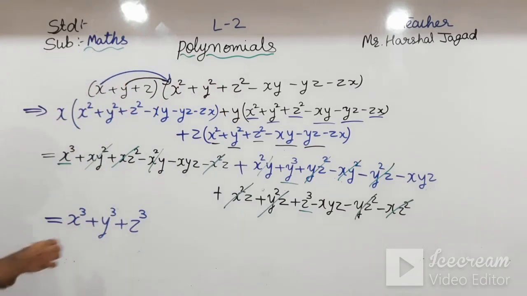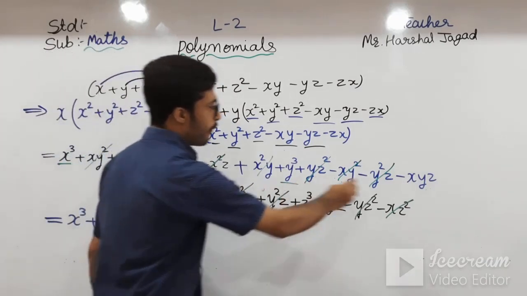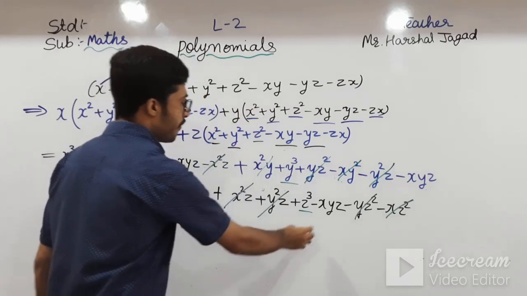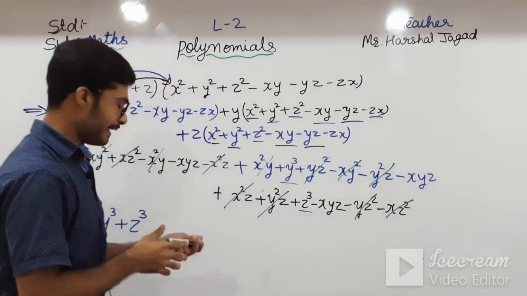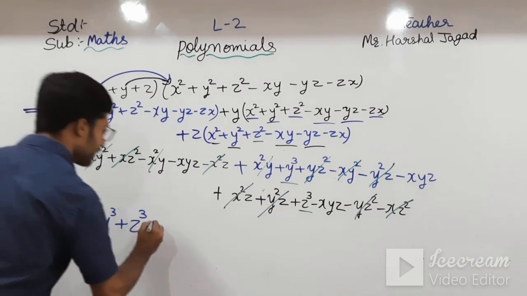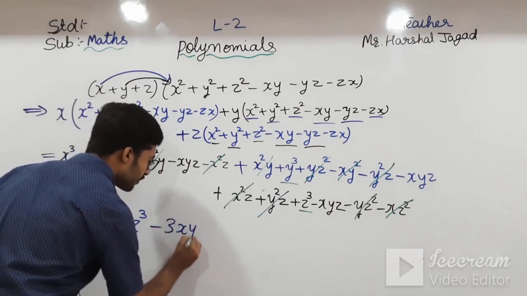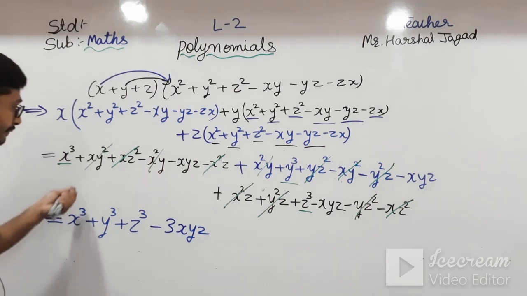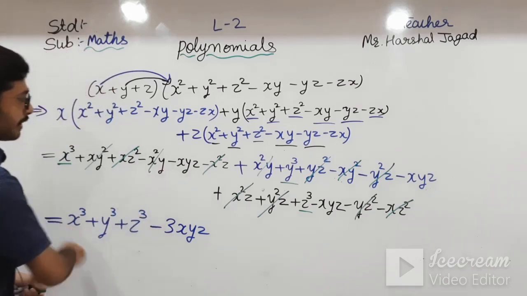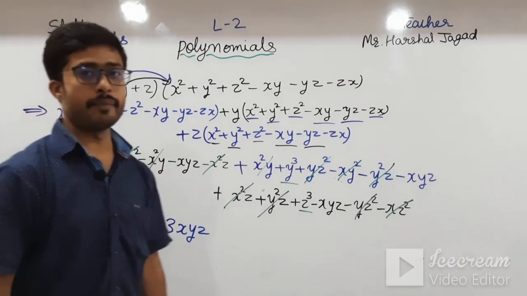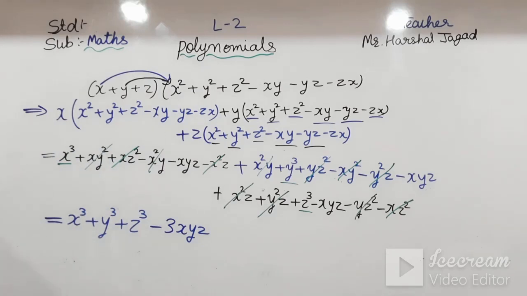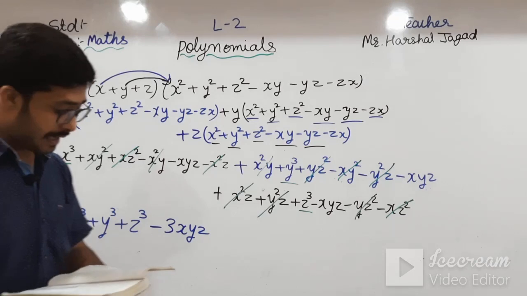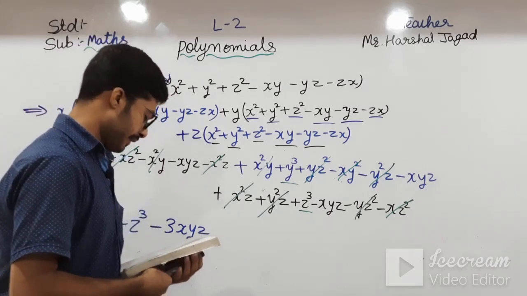The remaining is minus xyz, minus xyz and minus xyz. It is 3 times. So we will write this as 3xyz. Okay students, we will write this as minus 3xyz. So we get this term. So we get identity number 8, which is, see here in your textbook page number 48, identity number 8.